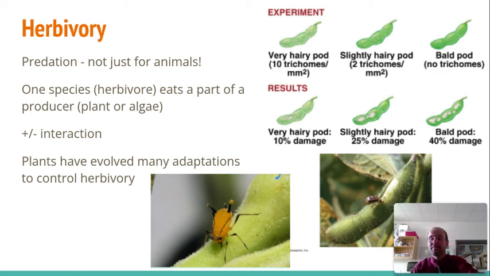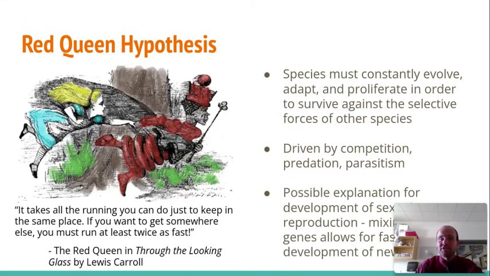One cool thing is, much like prey has adaptations to survive, so do plants. Here you can see these little trichomes, or little hairs, that prevent bugs from being able to feed on them. There's all sorts of plant adaptations to fight herbivory. And both of these things with competition are going to lead us to this Red Queen hypothesis.